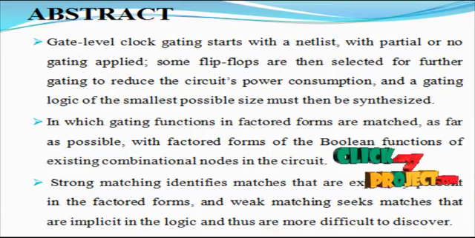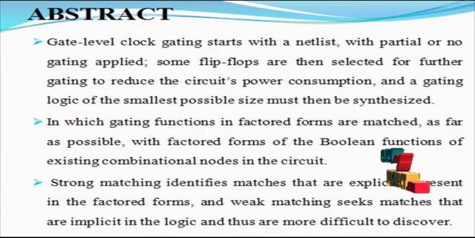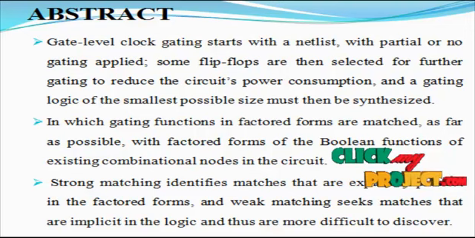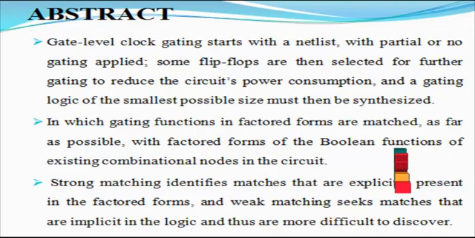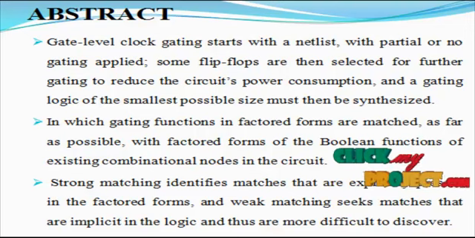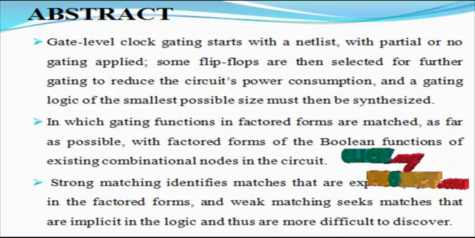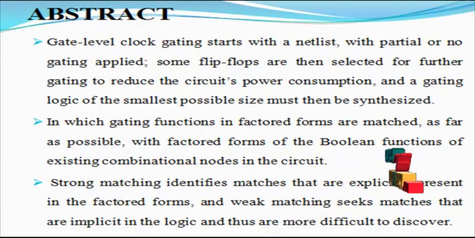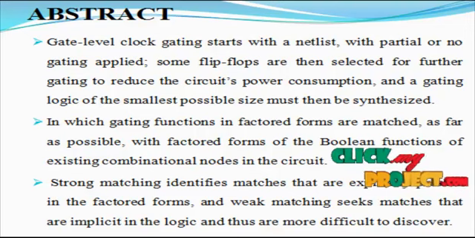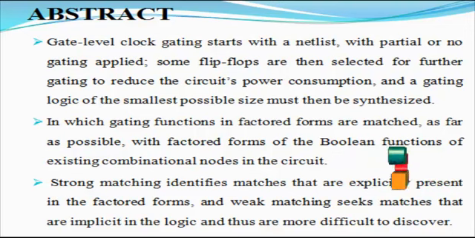In this paper, we propose a new technique for simplifying the gating function. The idea is to use the existing logic as far as possible while the gating function is synthesized. This is achieved by matching factored forms of the gating function with the existing logic nodes. We call the technique factored form matching. We present two matching forms: strong match, which looks for matches that are apparent on inspection of an expression of circuit logic; and weak match, which seeks matches that are logically present but cannot be found by inspection.